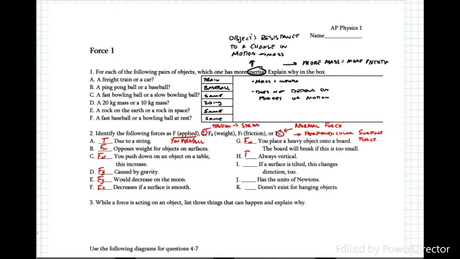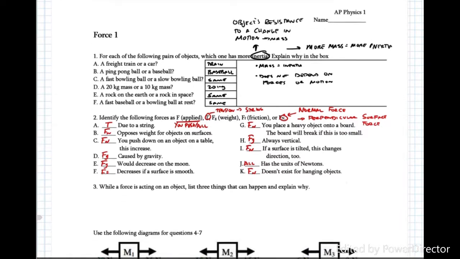Weight is always vertical. If I tilt a surface, the direction that's perpendicular to the surface changes, so the normal force changes as well. All of the forces have units of newtons, and the normal force does not exist for hanging objects. If we're not resting on a surface, then we do not have a normal force.